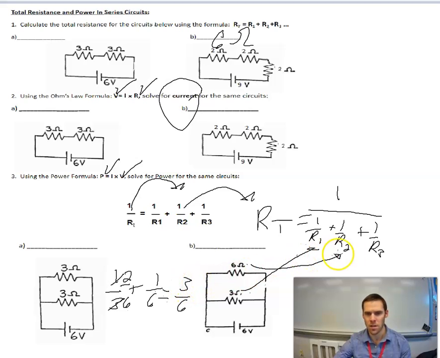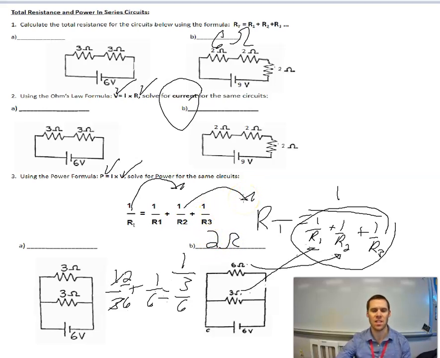I'm not done, however. All I did is take the sum from my denominator over here, and that sum is 3 over 6, or 0.5. I need to divide the numerator by that. So 1 divided by 3 over 6, or in other words, 1 divided by 0.5 is 2. So my total resistance in this parallel circuit is 2 ohms.